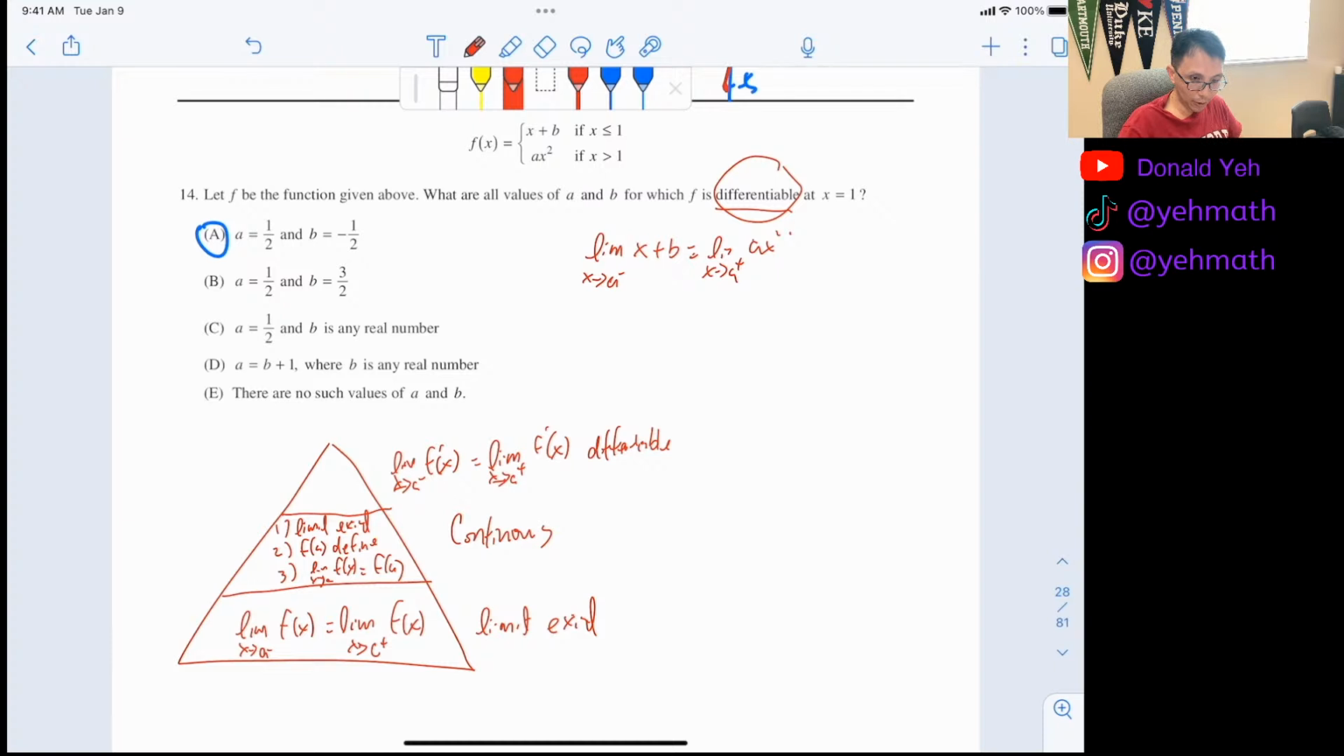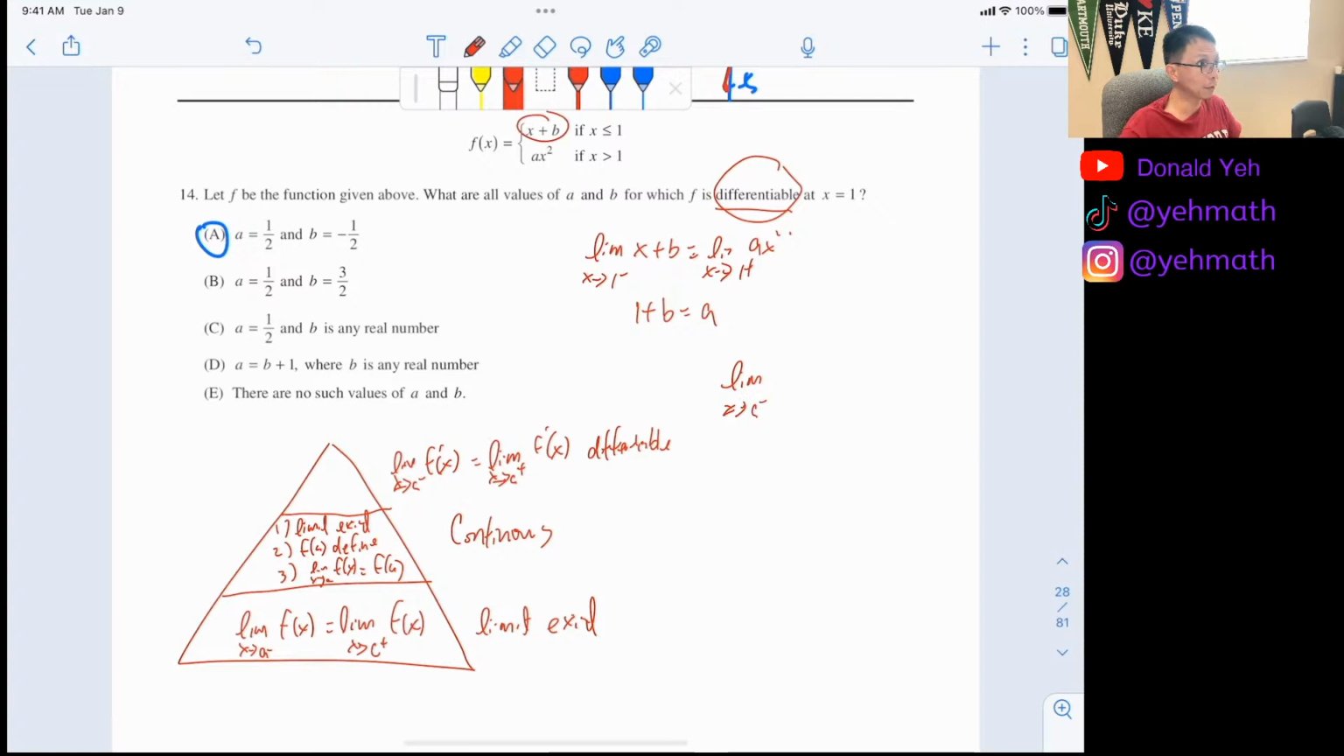So if I approach a, it's going to be 1 from the left and 1 from the right. So if I approach that, it's going to be 1 plus b equal to a. Does that make sense? Now in FRQ, you should ask limit x approach to a from the left.